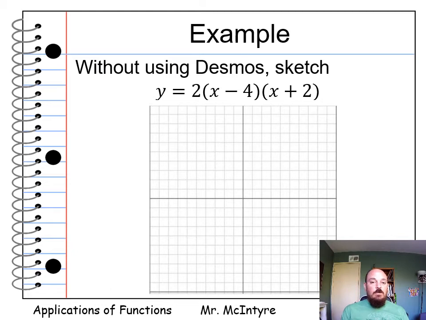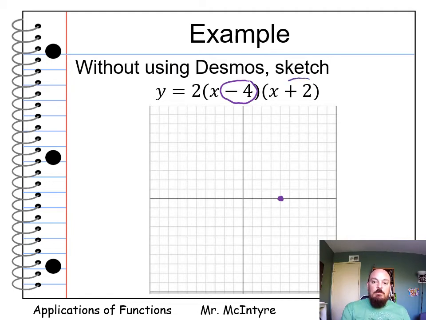So what I would do very quickly and very easily, I would look right here. My first factor is x minus 4. So I change the sign on it. My first x-intercept is positive 4. So I count 1, 2, 3, 4 to the right. I'm going to put a point right there. There's my x-intercept.